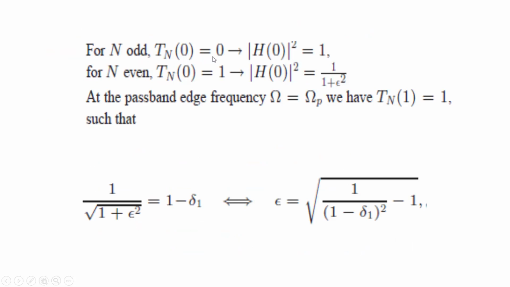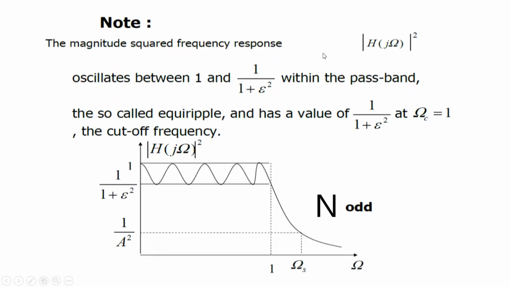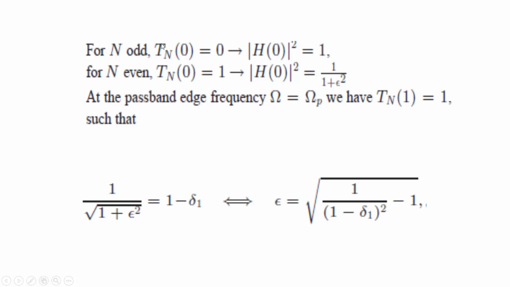Now, for capital N odd values, Tn(0) will be equal to 0. That means the magnitude square will be 1. So if you look at this graph, when the values of n are odd, for 0 frequency, for omega equal to 0, the value will be 1. That's what is being said here. For Tn(x), x is 0 here. So omega starting from 0, the magnitude is 1. But when n values are even, in that case, Tn(0) will be equal to 1.